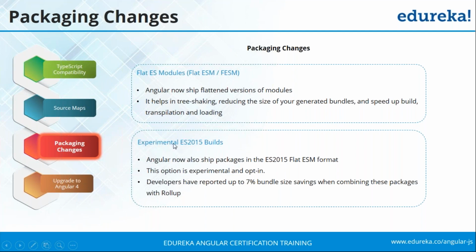Then we have this experimental ES2015 build. So what they are doing here, they are shipping a package in the ES2015 flat ESM format. This option is experimental and opt-in. So basically they are just testing whether this package will work fine or not. Developers have reported up to 7% bundle size saving when combining these packages with Rollup. To try out these new packages, configure your build toolchain to resolve the ES2015 property in your package.json over the regular module property. Then you also have experimental Closure compatibility.